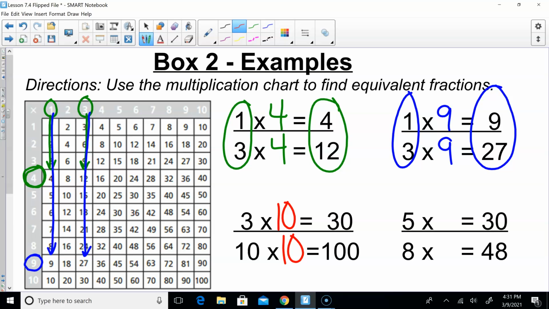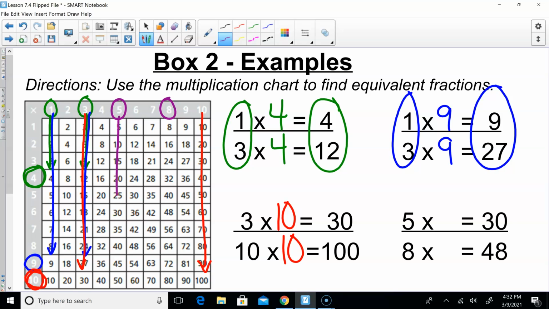Can we use our chart? Yep, here's 3. Here's our 30 way down there. Here's our 10. Gets us to 100, which gives us the number to multiply them both by of 10 in order to get there. And last but not least, we have 5/8. So we can circle our 5, a different number, circle our 8. We're trying to get to 30/48.